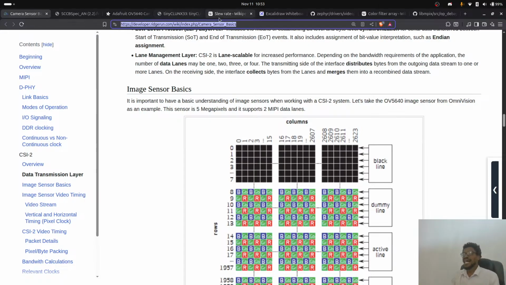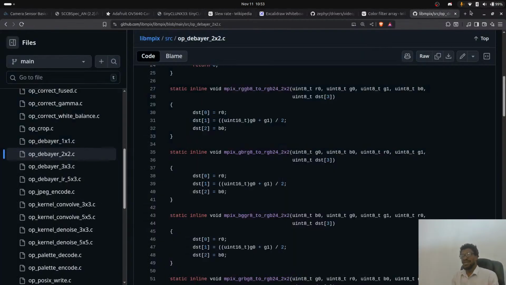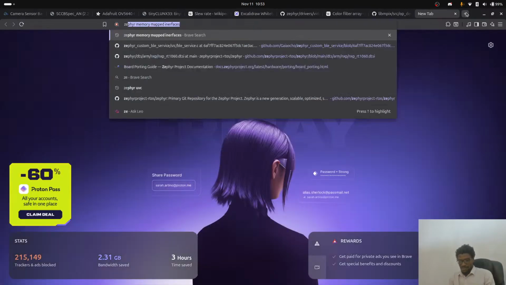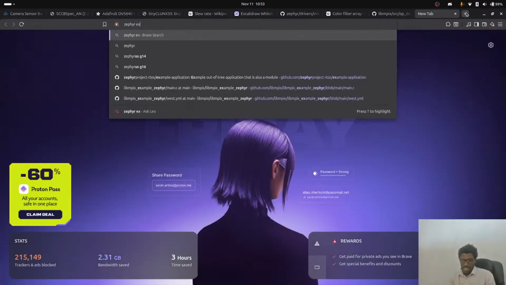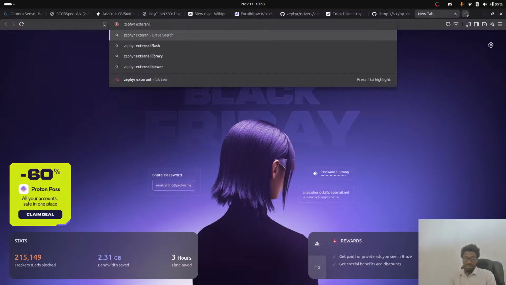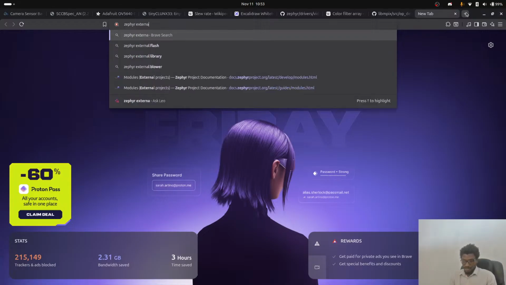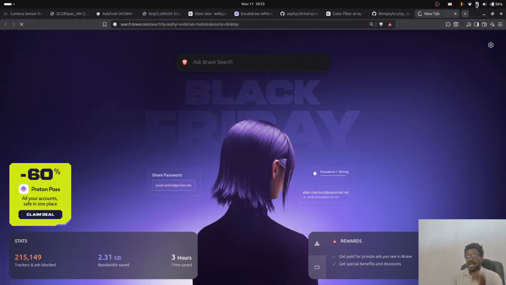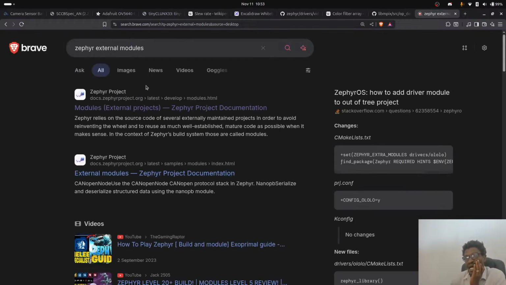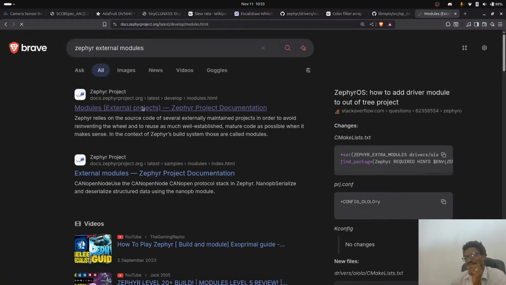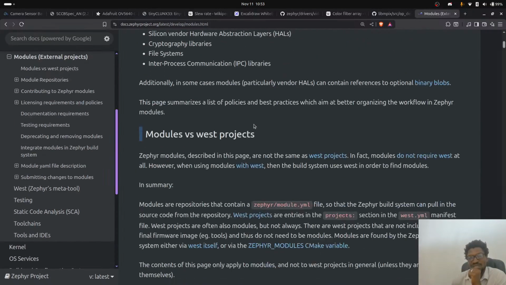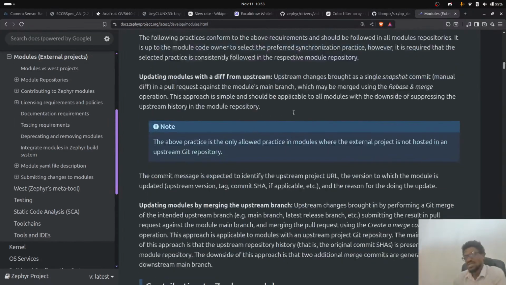libmpix is already a Zephyr module. Zephyr external modules. libmpix is a Zephyr module, and I'm going to, just a moment, Bartholomew, just so I can explain it to you.